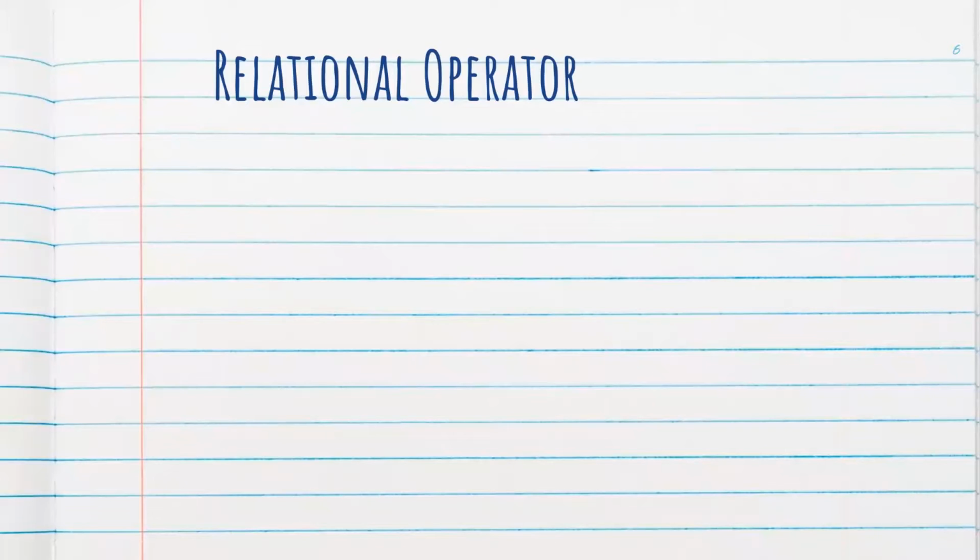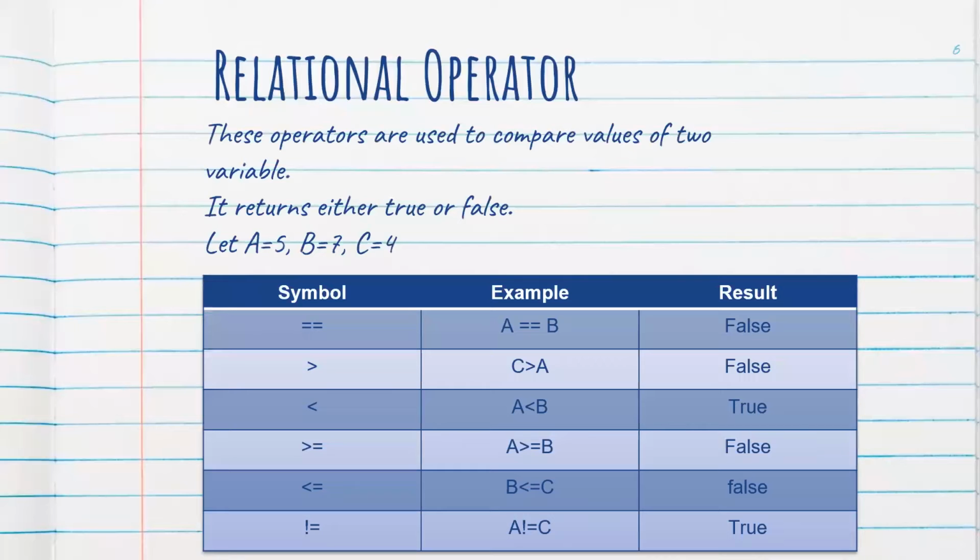The next operator is relational operator. Relational operators are used to compare values of two variables. It always returns either true or false. Here we will discuss an example that A is equal to 5, B is equal to 7, and C is equal to 4.